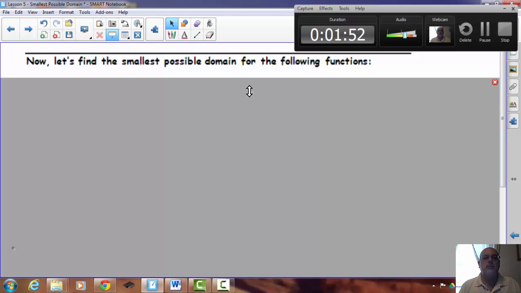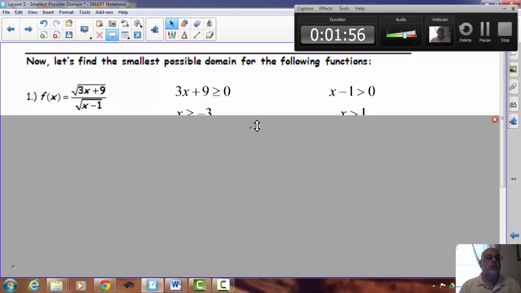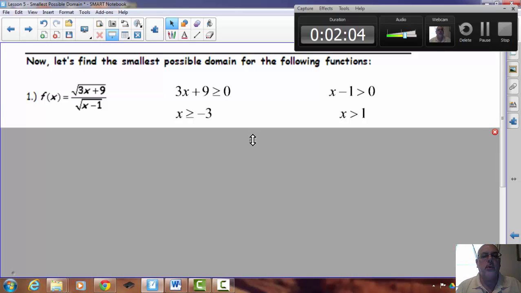Let's look at how we can find the smallest possible domain for a function. So if we look at this function, f of x is the square root of 3x plus 9 over the square root of x minus 1. Let's do a little review of what we looked at a couple of days ago with the restricted domain. If you have a radical in the numerator, you're going to take what's under the radical sign and set it to greater than or equal to 0. Because we can't have a numerator of 0, so that's fine.